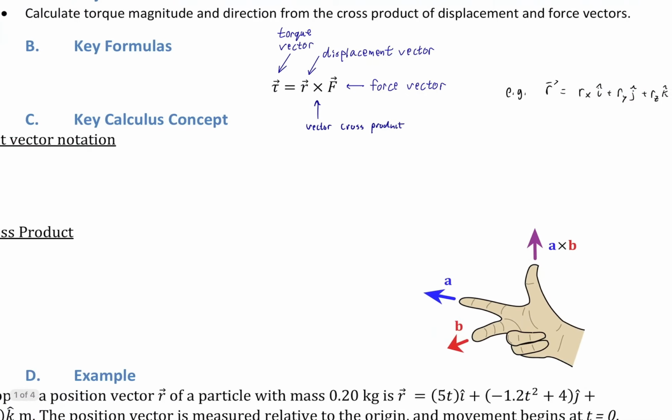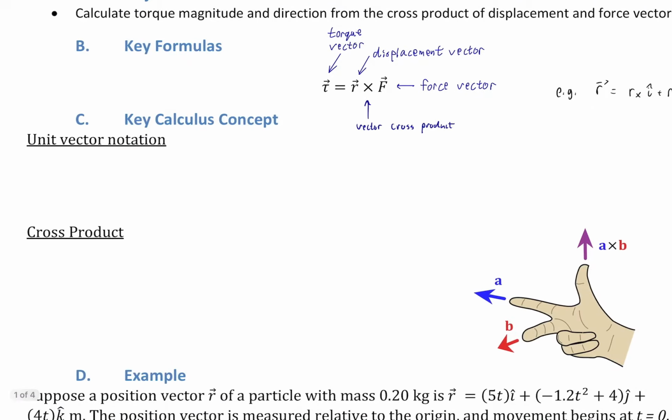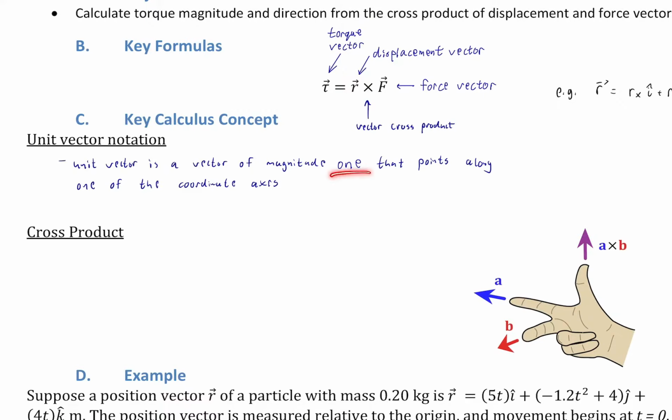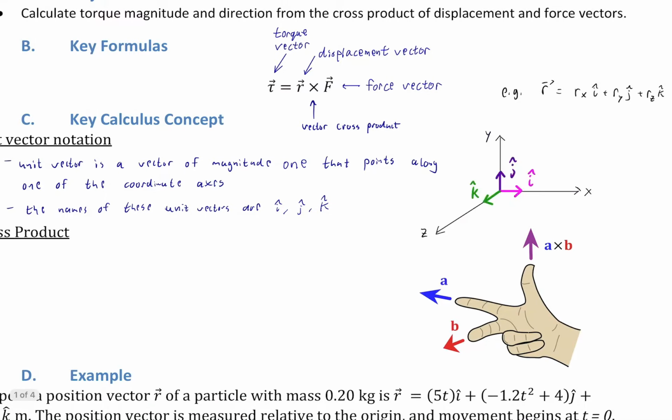But what is a unit vector? And what is unit vector notation? Well, a unit vector is a vector of magnitude 1 that points along one of the coordinate axes. The names of these unit vectors are i hat, j hat, and k hat. i hat is along the x-axis, j hat is along the y-axis, and k hat is along the z-axis. And so they look like this.